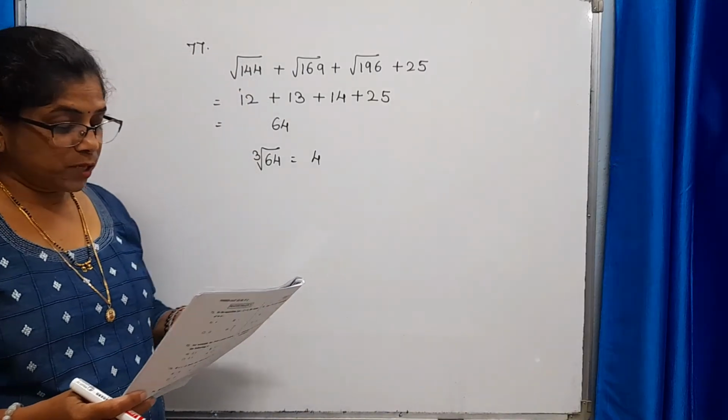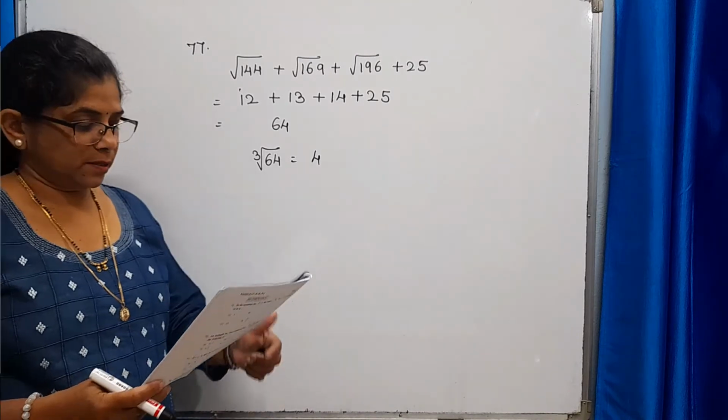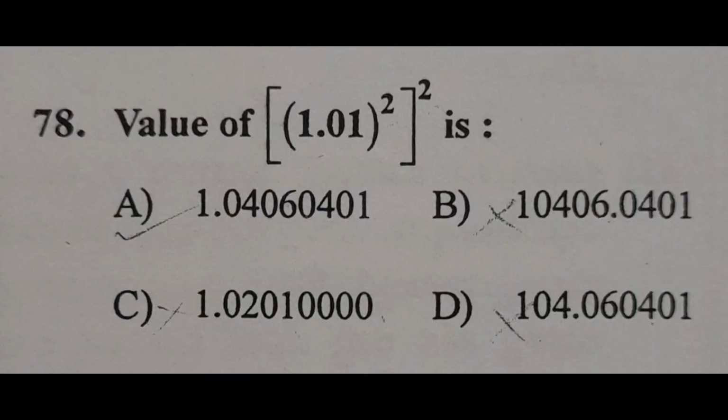Now let's move to the next question. 78th question. Value of 1.01 square and the whole square.